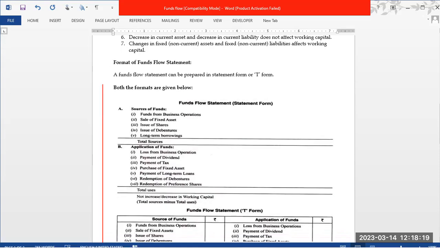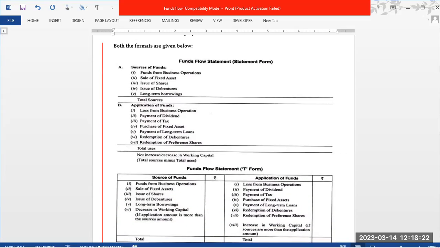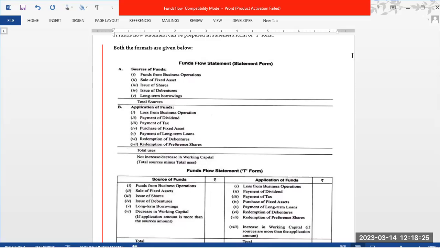So to continue with the fund flow statement form, number A, sources of funds. This is fund flow analysis. What are some of the sources of fund in finance? We have funds from business operation, sales of fixed asset, issue of shares, issue of debentures, and long-term borrowing. Apart from these sources of fund, you can get it from donation from friends. You can get from loan.